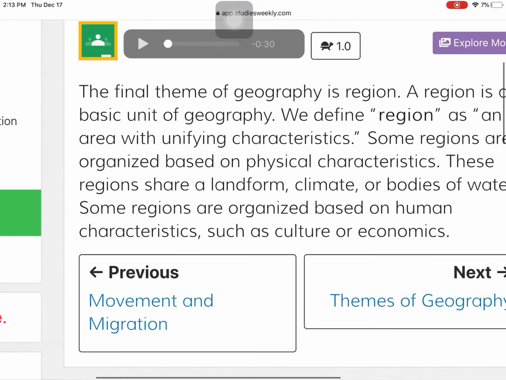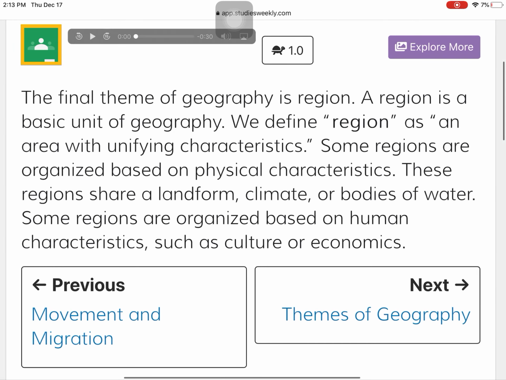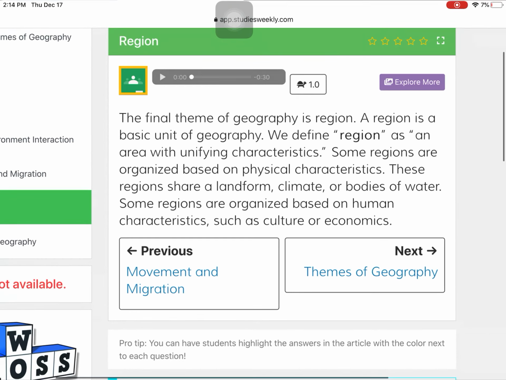I'm going to go ahead and read our little passage here. The final theme of geography is region. A region is a basic unit of geography. We define region as an area with unifying characteristics. Some regions are organized based on physical characteristics. These regions share a landform, climate, or bodies of water. Some regions are organized based on human characteristics, such as culture and economics.